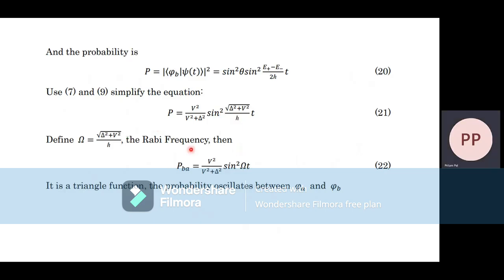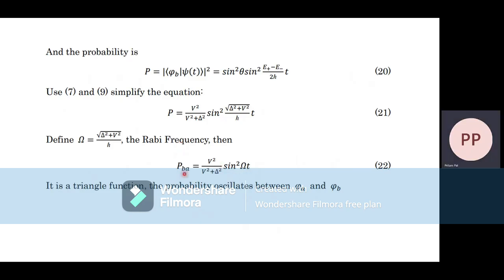And another thing, if I asked you to find the probability of finding this thing in the other state, you just need to subtract from the total probability, that is nothing but 1. So now basically we define this root of delta square plus V square over h cut as the Rabi frequency. This is nothing but the Rabi frequency. This is the important thing that you need to consider.